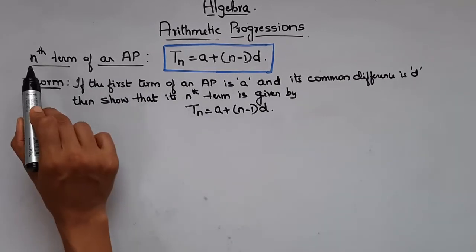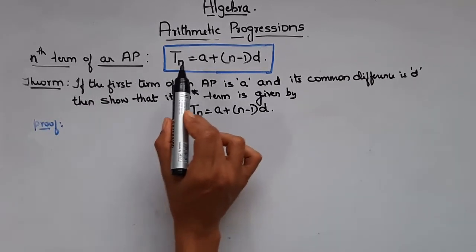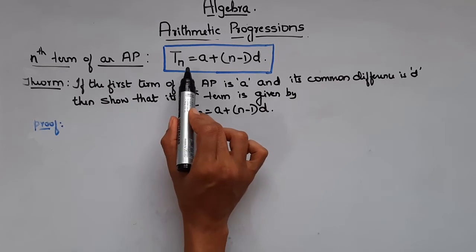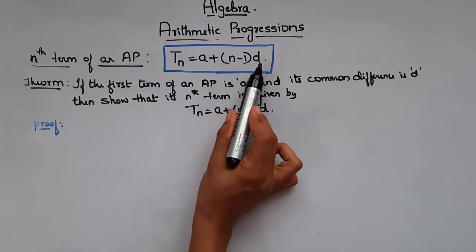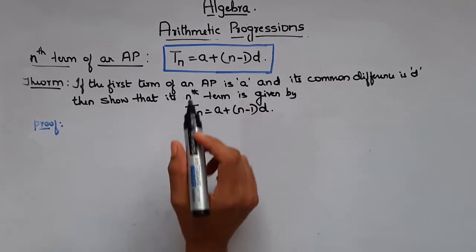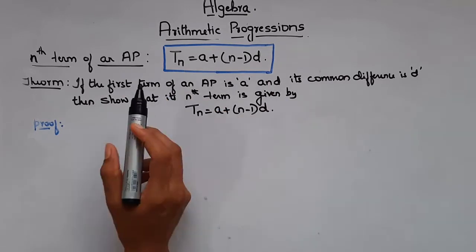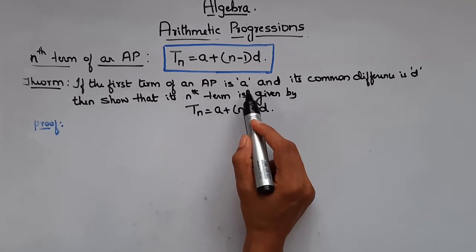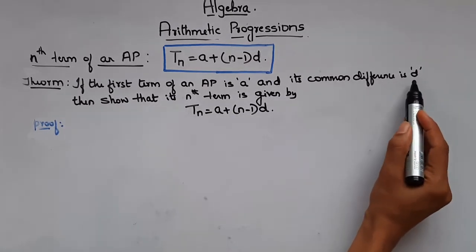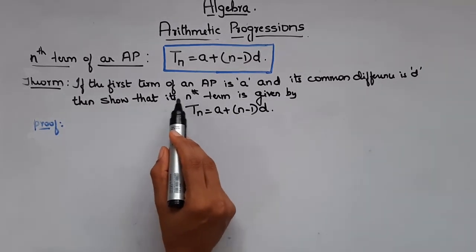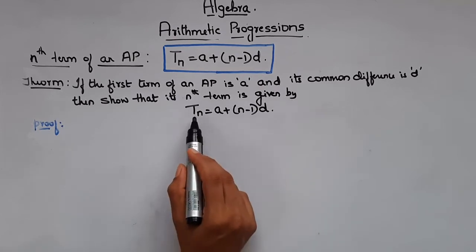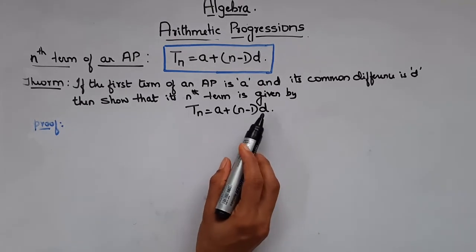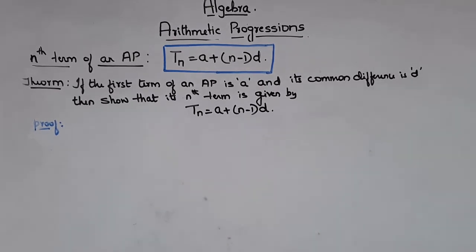Now let's see how to write the nth term of an AP, which is given by Tn = a + (n - 1)d, where d is your common difference. So now let's see how we got this Tn. We have a theorem which states: if the first term of an AP is a and its common difference is d, then show that its nth term is given by Tn = a + (n - 1)d. So how to do this?